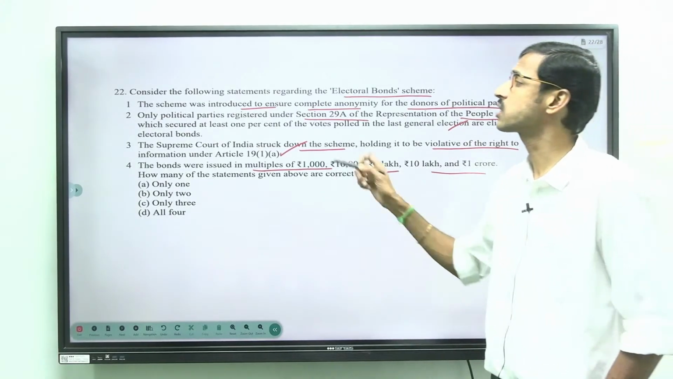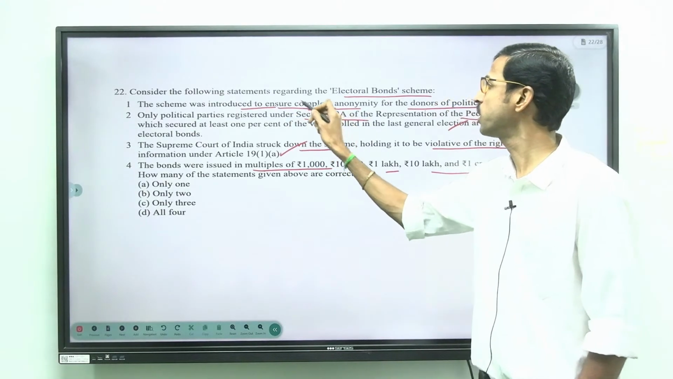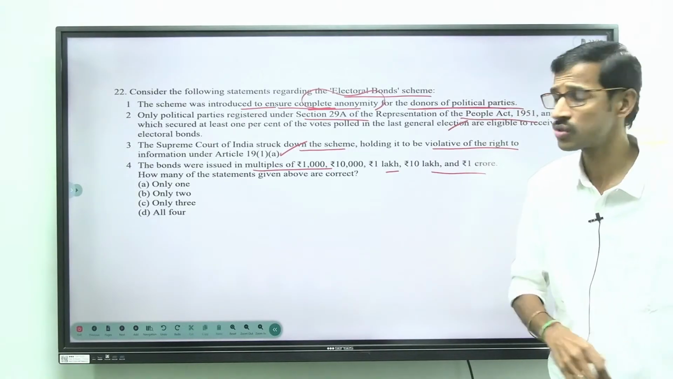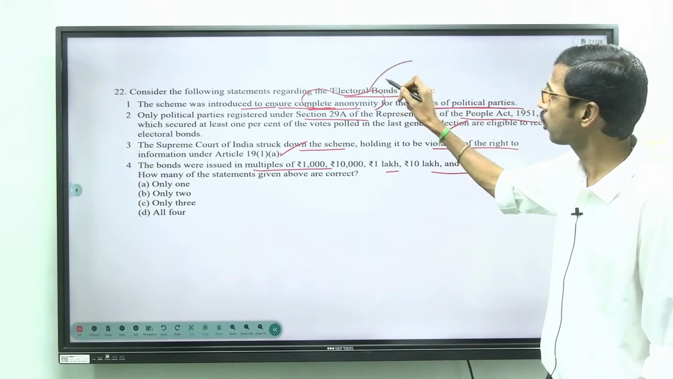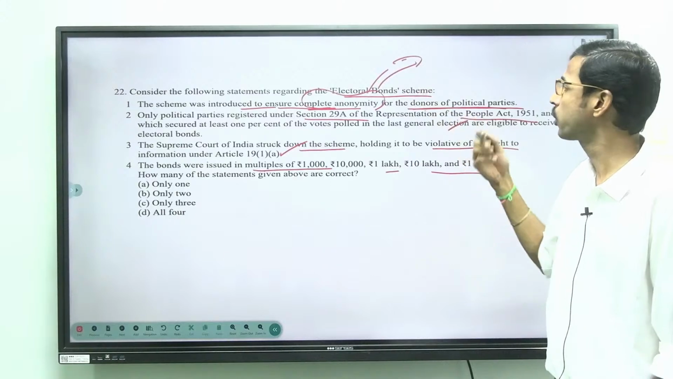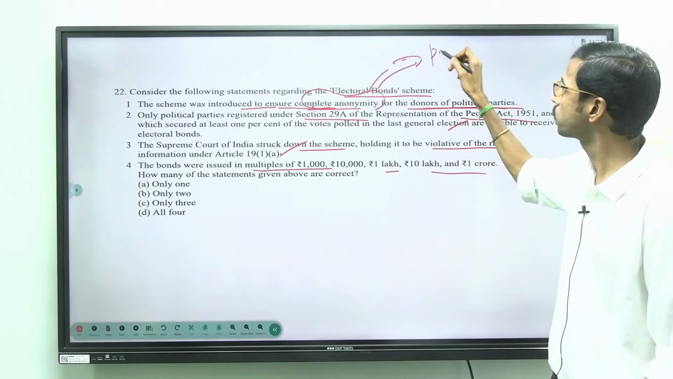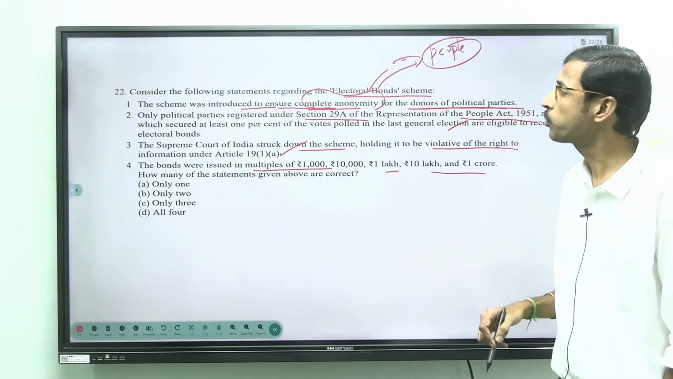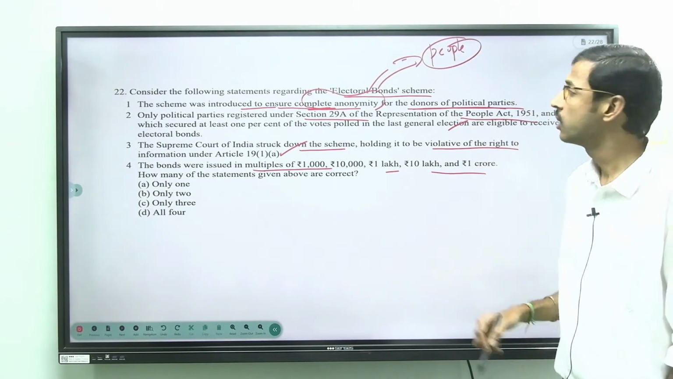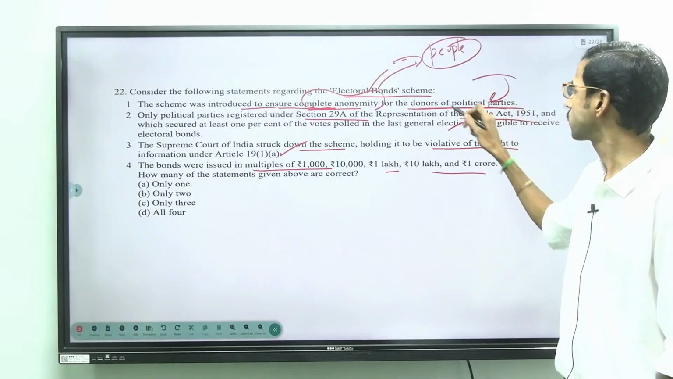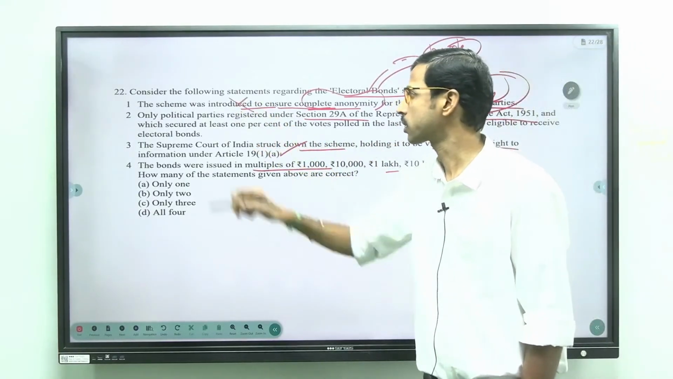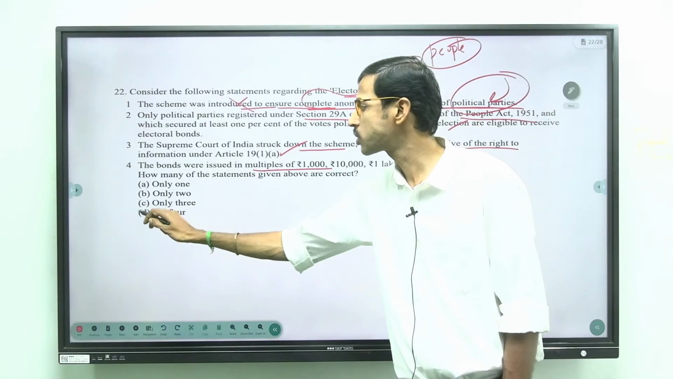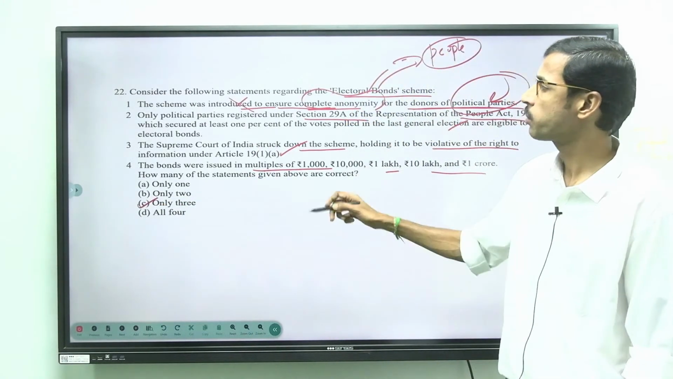So if you see, the scheme was introduced to ensure complete anonymity for the donors of the political parties. Especially, this complete anonymity is not related to political parties but to the people; from the point of view of the people only, it is considered complete anonymity for the donors, right? So not the political parties here, right? It is not correct, right? The remaining three statements are correct here.